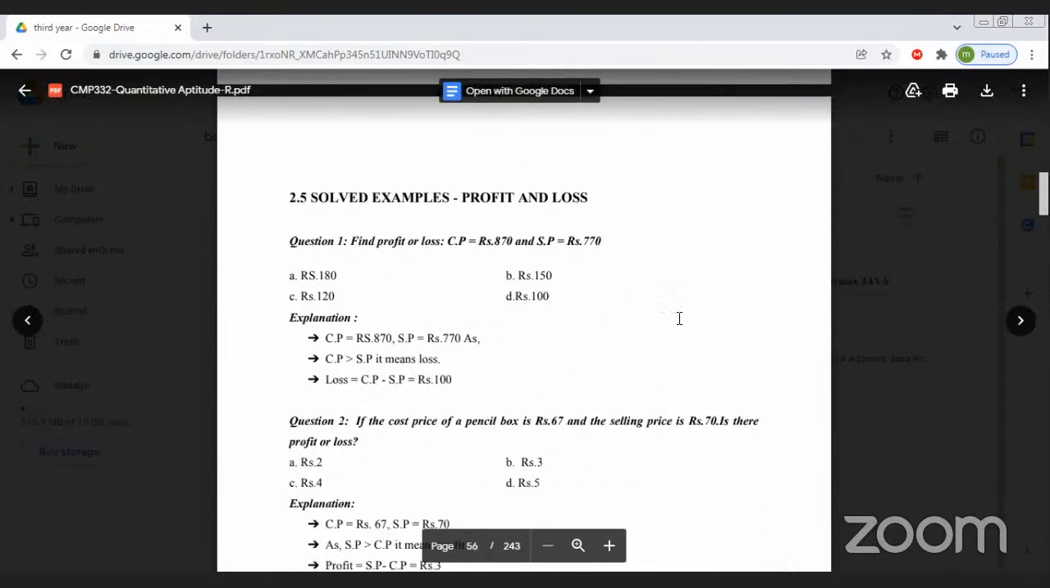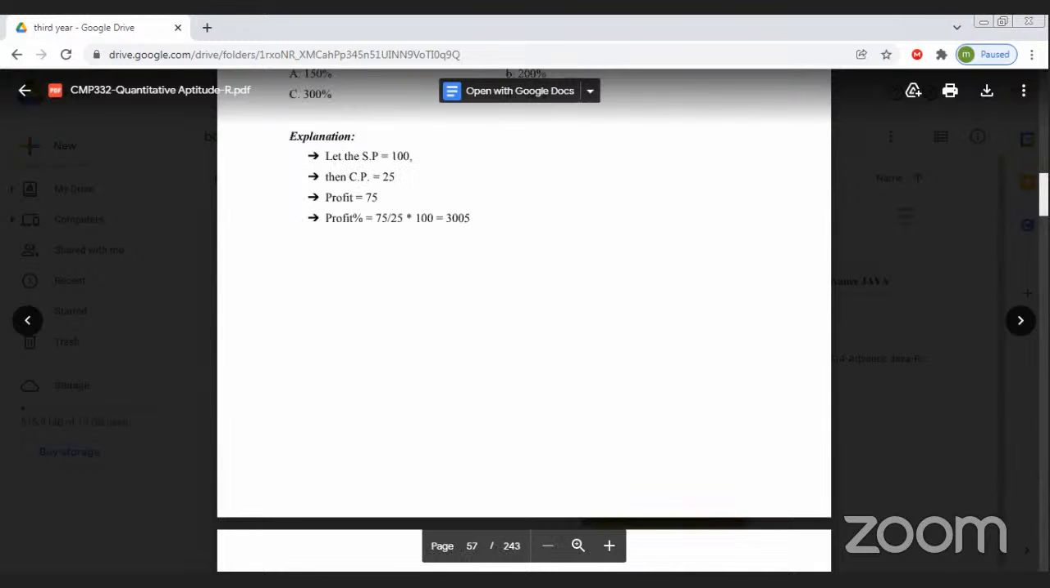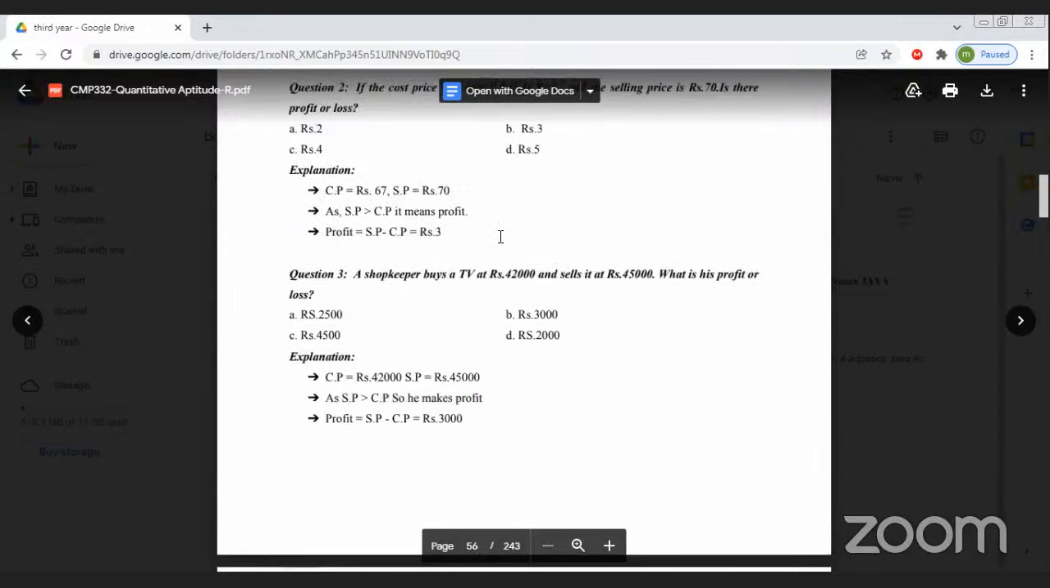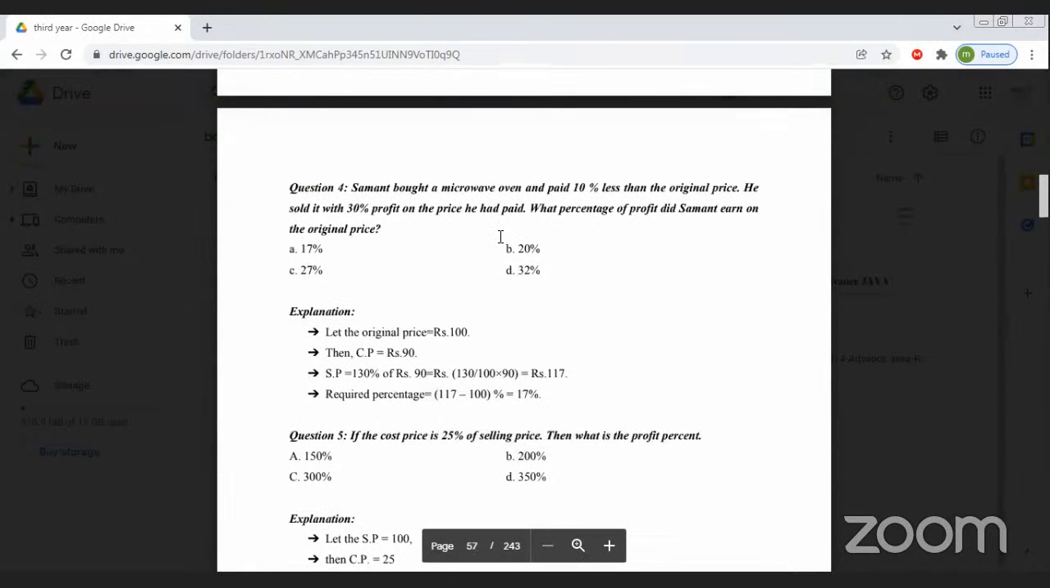Now, first the solved examples. Let me just go through the scenarios.